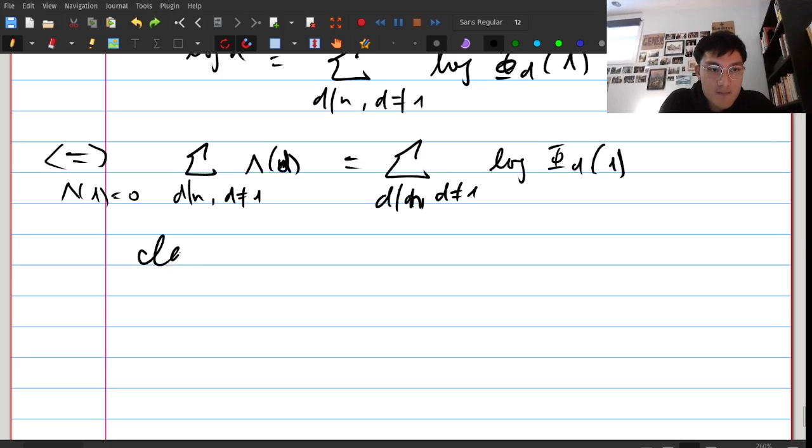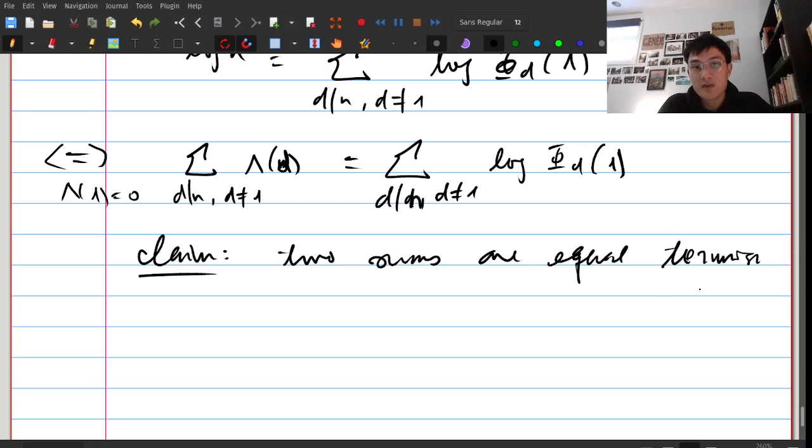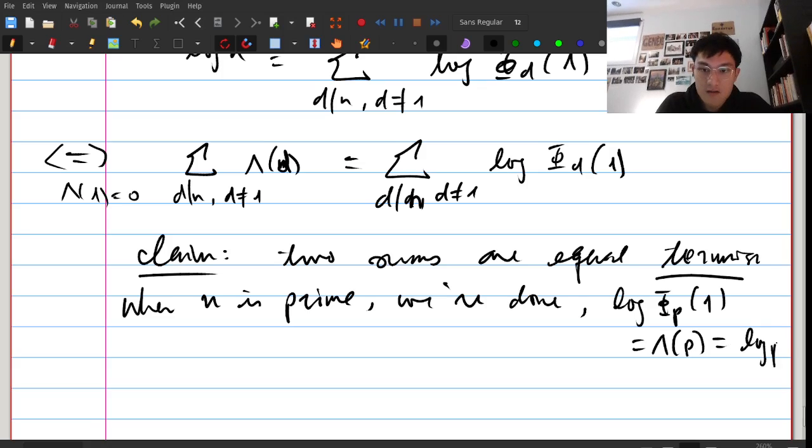Let's actually write this out. Claim: the two sums are equal term-wise, the corresponding d's equal each other. What you notice is that when n is prime, there are no other d's except 1 and n. So when n is prime, we are done: log phi_p of 1 equals lambda p equals log of p.